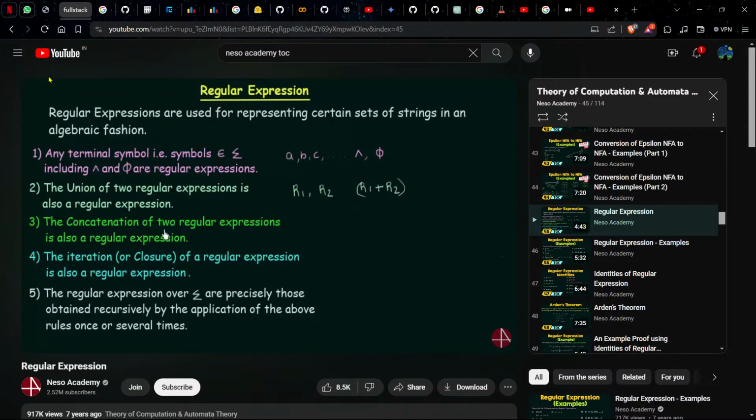Alright, so let's see the third point. The concatenation of two regular expressions is also a regular expression. So let's say we again have two regular expressions, R1 and R2. Then the concatenation of these two regular expressions, which is represented by R1 R2, or we may put a dot in between them, will also be a regular expression. So if we have two regular expressions, then the concatenation will always be a regular expression.